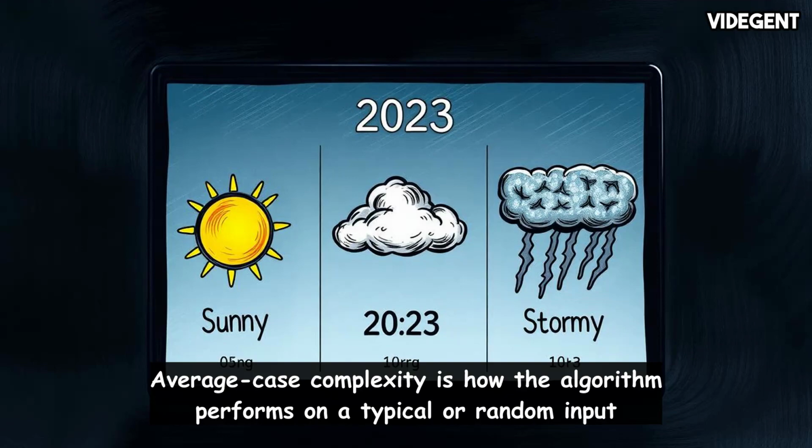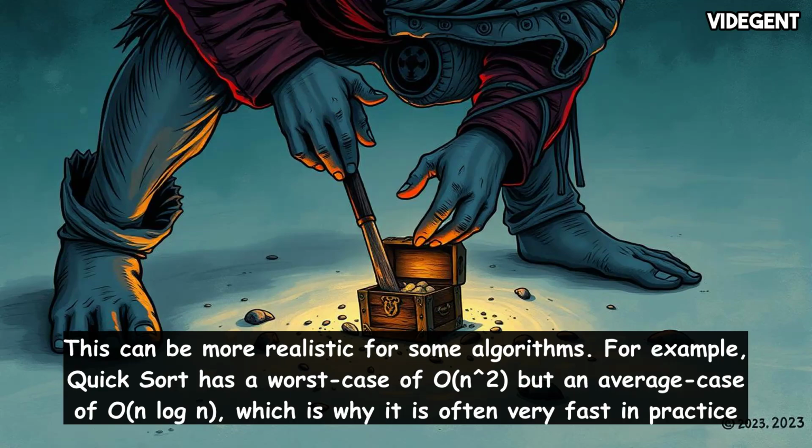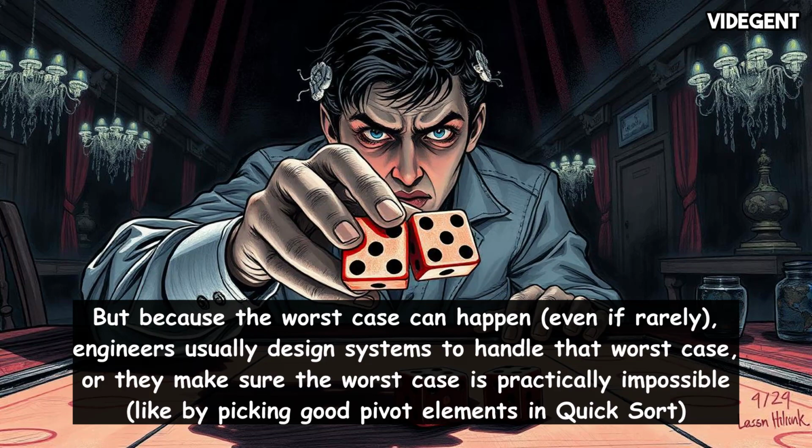Average case complexity is how the algorithm performs on a typical or random input. This can be more realistic for some algorithms. For example, quicksort has a worst case of O(n^2), but an average case of O(n log n), which is why it is often very fast in practice. But because the worst case can happen even if rarely, engineers usually design systems to handle that worst case, or they make sure the worst case is practically impossible, like by picking good pivot elements in quicksort.